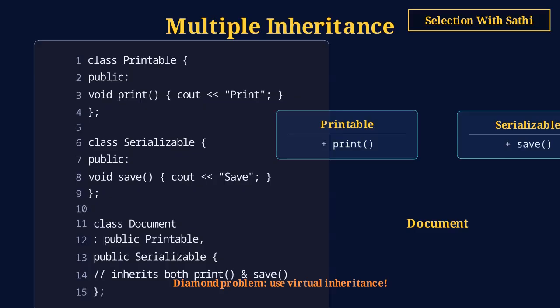C++ supports multiple inheritance. A class can inherit from more than one base class. But this can cause the diamond problem. If two base classes share a common grandparent, the derived class gets two copies of the grandparent's members. The solution is virtual inheritance, class B : virtual public A, which ensures only one copy.